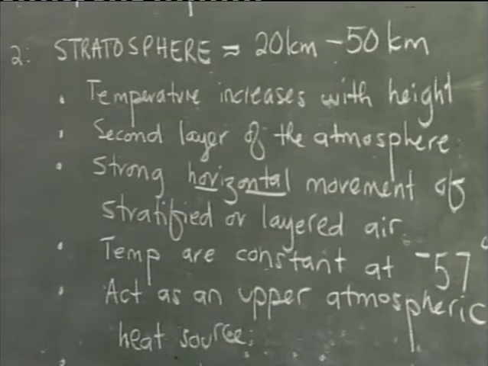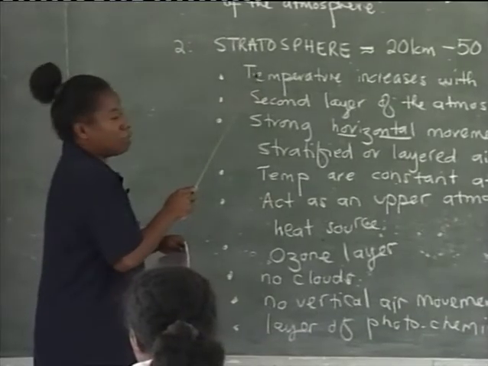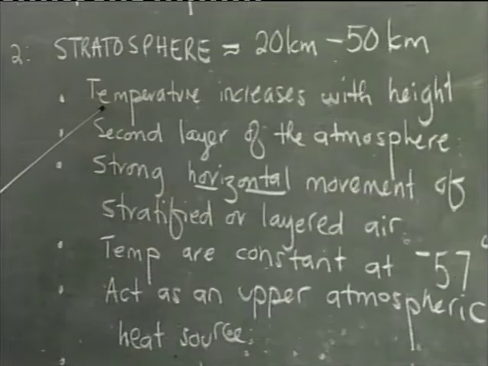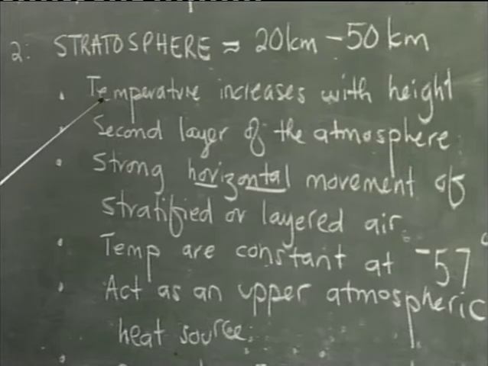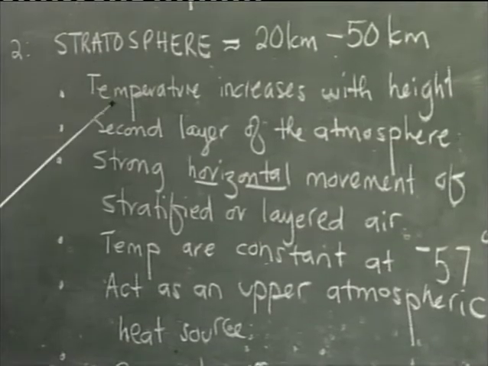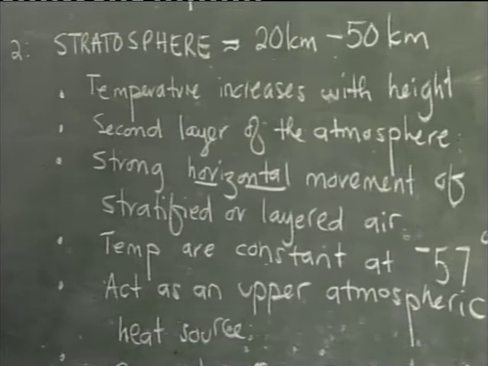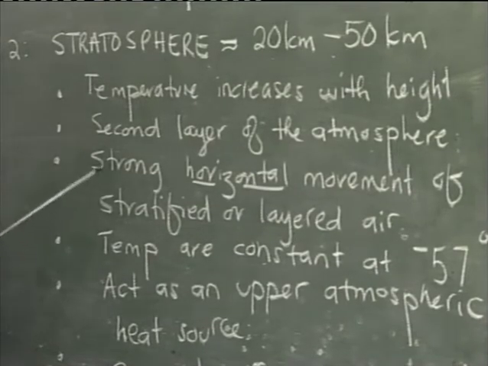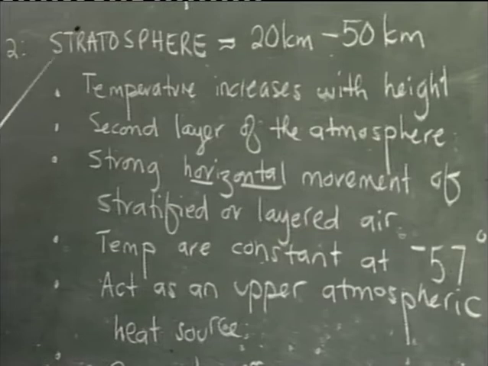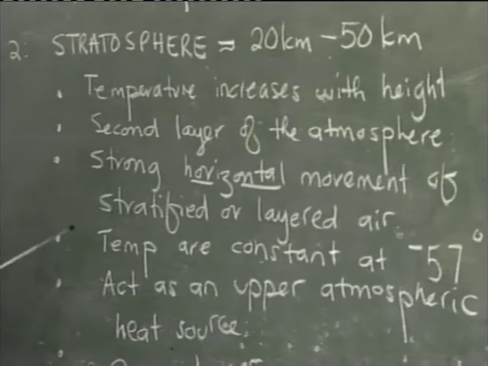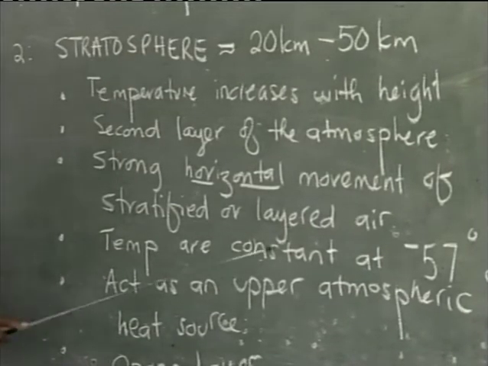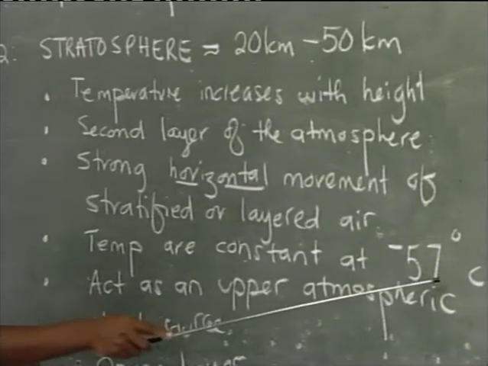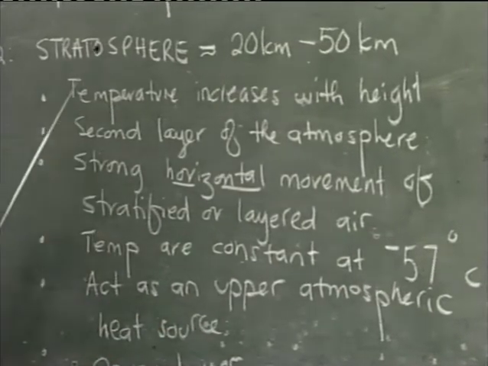Okay, some of the characteristics that we have looked at already. You mentioned that definitely temperature will increase with height. In the first layer, temperature decreases with height. In the second layer, that's the stratosphere, temperatures increase with height. There is strong horizontal movement of stratified or layered air in this particular zone. Temperatures are constant at about negative 57 degrees Celsius, another important characteristic of this particular zone.